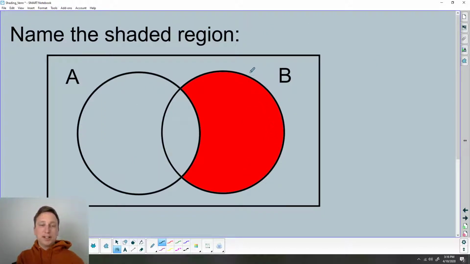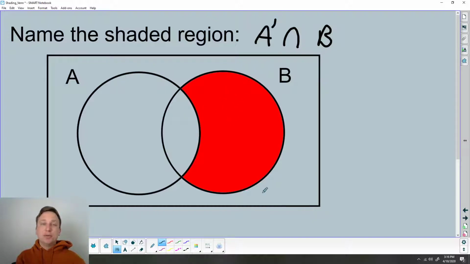Alright, so naming this shaded region. Again, if we think about this, I have B and I'm taking some part out of it. So it's going to have to deal with A and B. If I'm taking a part out of it, I'm going to be intersecting. But I want most of B. I have A taken out.